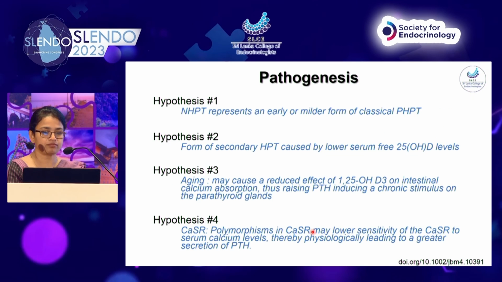Therefore, it is important to make sure that persistently increased serum parathyroid hormone levels in the background of normal calcium levels are detected. And what is the pathogenesis? This group has normal calcium levels and raised PTH without any secondary cause. There are so many hypotheses, but unfortunately, we don't have very solid data to define any 1 or 2 mechanisms. But the most common hypothesis that we see in literature is that normocalcemic hyperparathyroidism represents an early or milder form of classic primary hyperparathyroidism. But aging, vitamin D deficiency, and calcium sensing receptor abnormalities are all in play, and more data is needed to come to a conclusion.